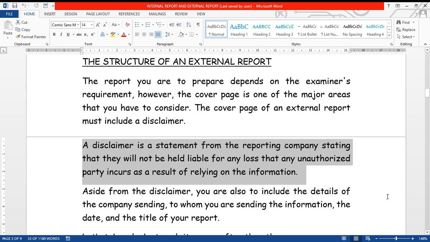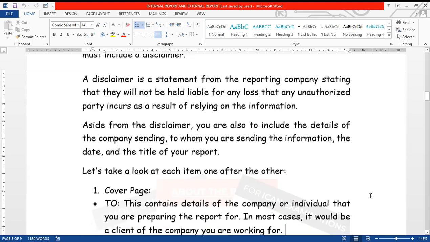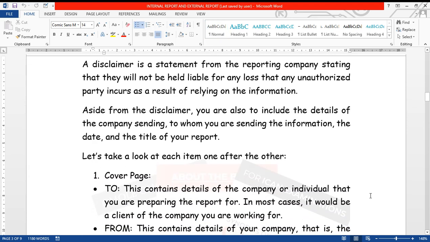Now, aside from the disclaimer, there are other things you also consider in the report. You also have to include the details on the cover page, like the company you're sending it to, the title, the date, everything. Don't worry, just go and watch the video of the cover page.